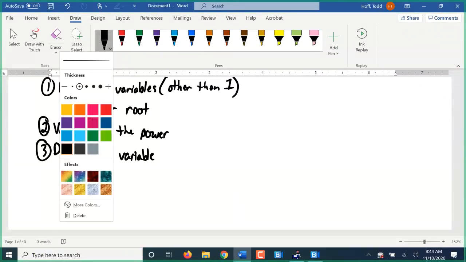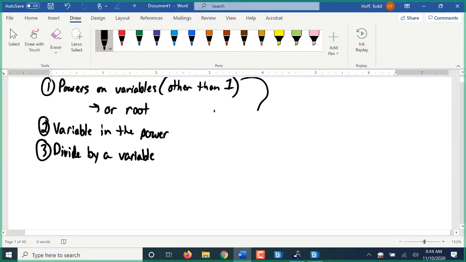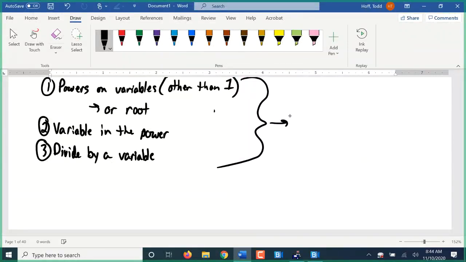So if our equation has any of those things, then it is not linear. In other words, it will not form a line on the graph.